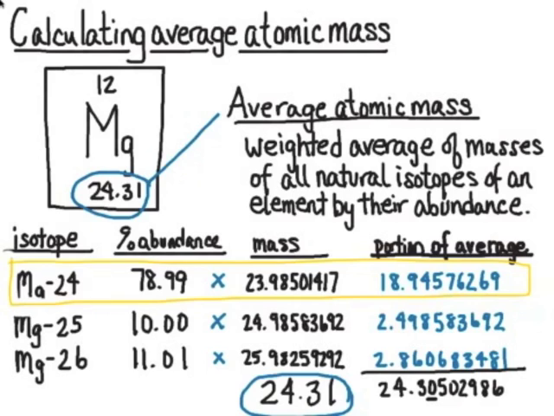All right, if I didn't have this table, I would find that rounding the average atomic mass gives you the most abundant isotope.